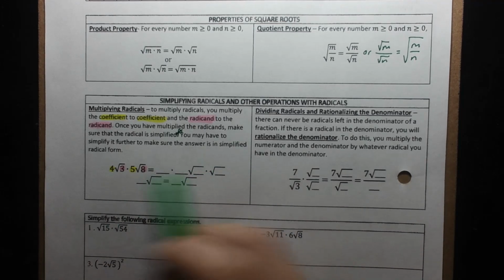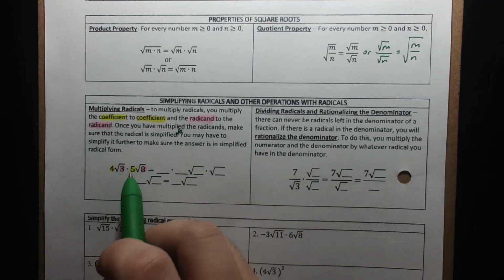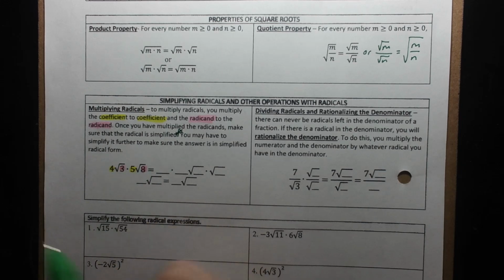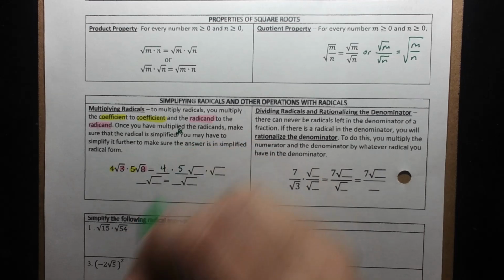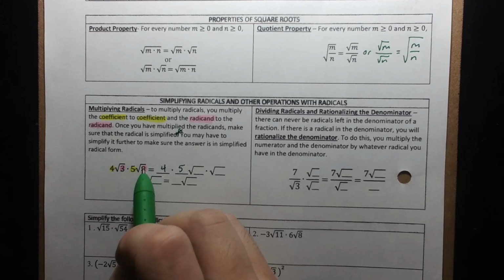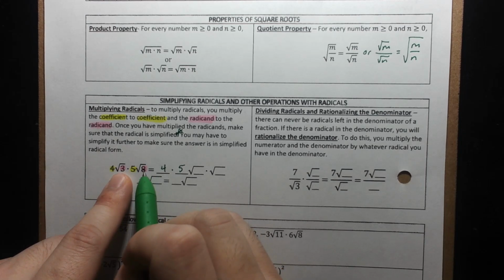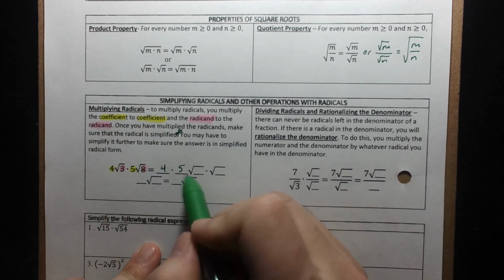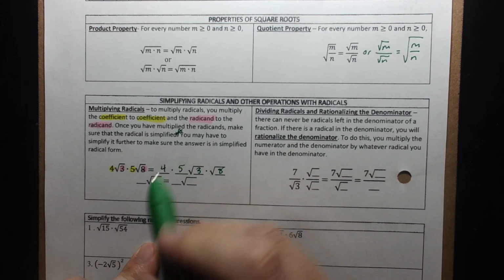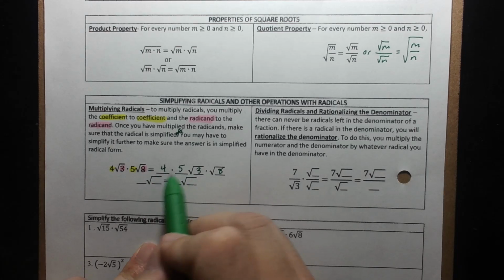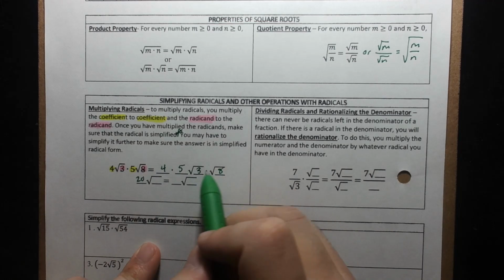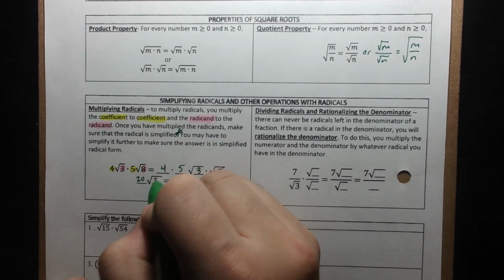Okay? So here we go. We have 4 times the square root of 3 times 5 times the square root of 8. I have the 4 and the 5, those are the coefficients, so I'm going to write 4 and 5 here, so 4 times 5. And then I have the square root of 3 times the square root of 8. These two things are my radicands, so we're going to multiply them together. So I have the square root of 3 times the square root of 8, and then I can go ahead and multiply the coefficients now. So 4 times 5, that's 20, and then the square root of 3 times the square root of 8, that's going to be the square root of 24.